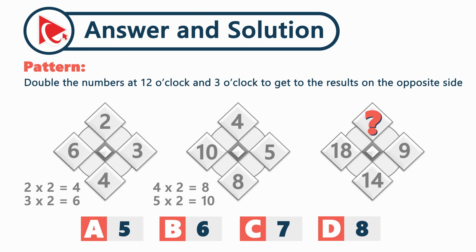Let's look at the third shape. 9 multiplied by 2 equals 18. And you know what time it is? It's the magic time to calculate the missing number. 14 divided by 2 equals 7. So the correct answer here is choice C, 7. But wait, there is more.